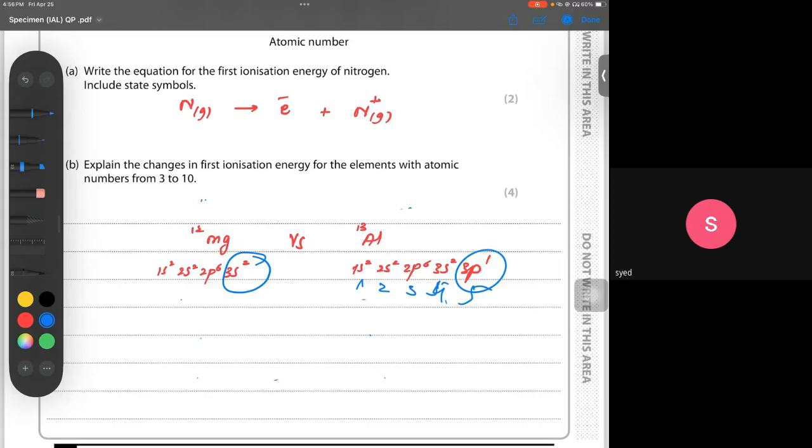Remember, that's it. Are you getting my point? Yes or no? Then also electron-electron repulsion will be there? Yeah, exactly. Okay, so we would be continuing like the past.